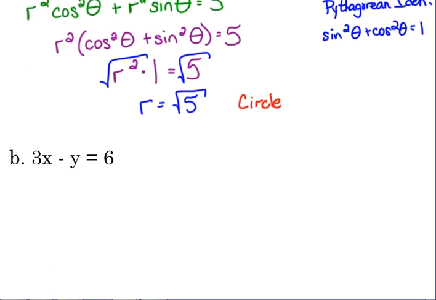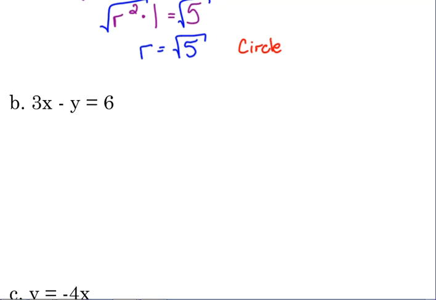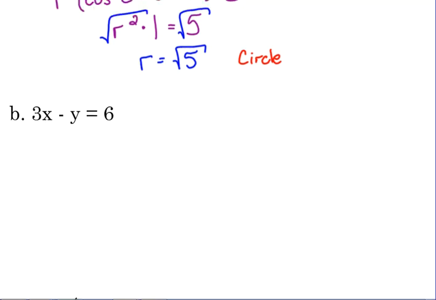All right, let's look at B. 3x minus y is equal to 6. So let's substitute for x and y like we just did a minute ago. 3r cosine of theta minus r sine of theta equals 6. Okay, we're solving for r. We're trying to get r by itself.